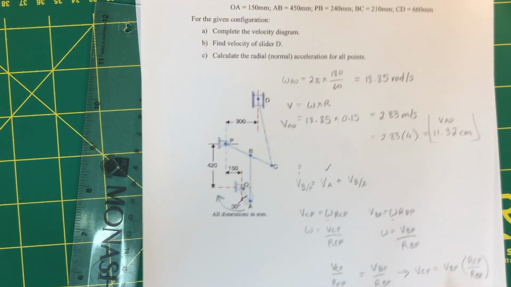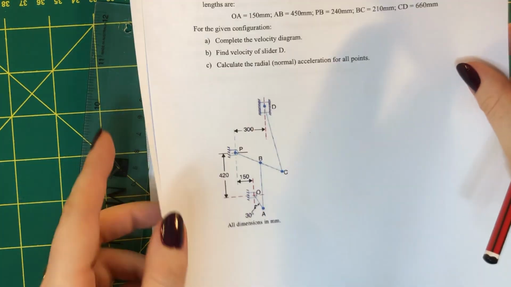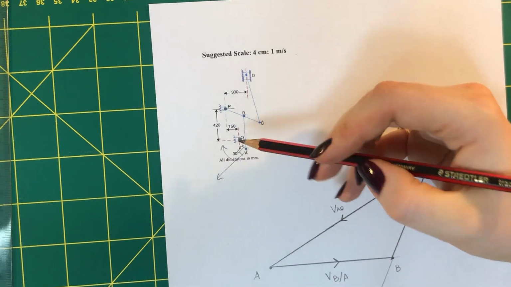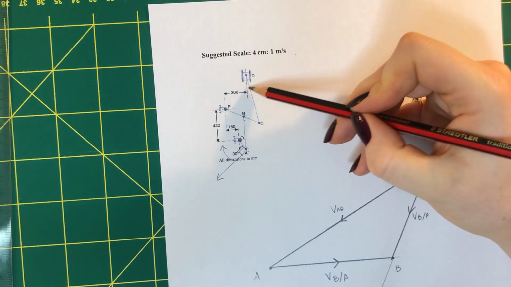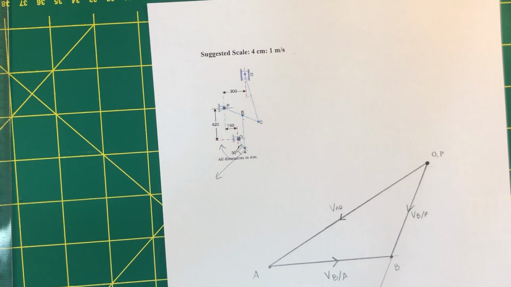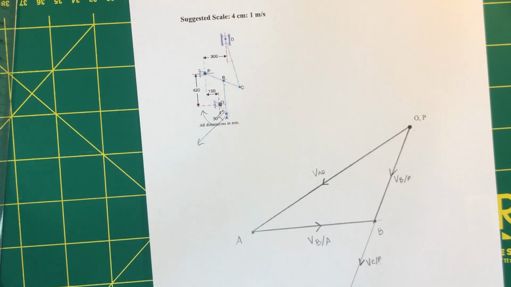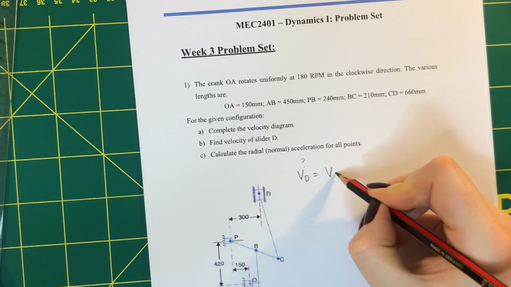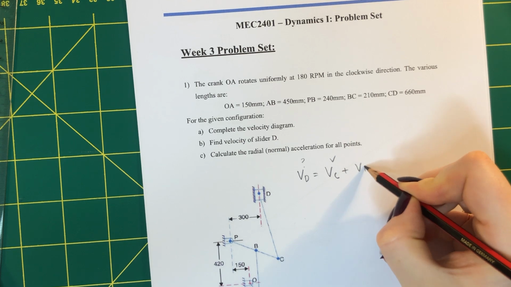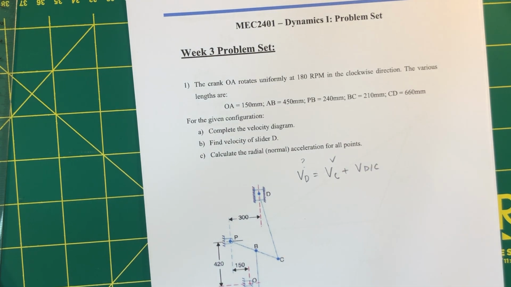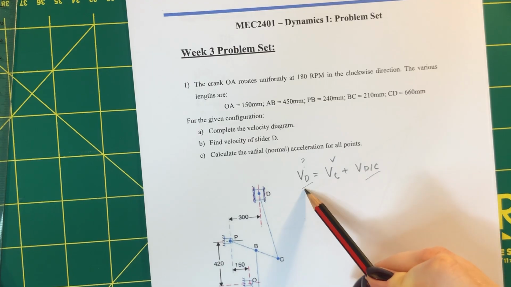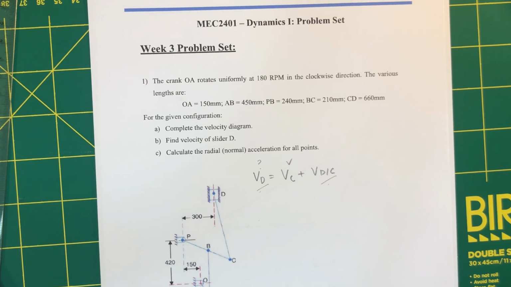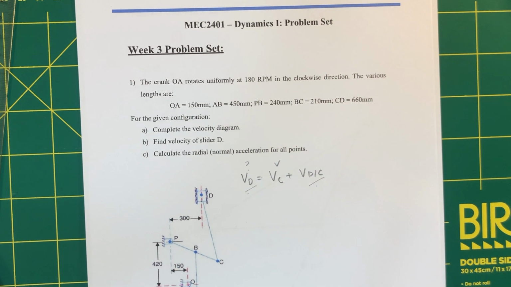I'm running out of room on my page, so I'm getting another piece of paper to keep it neat. Looking at our mechanism here, we have A, B, C. The last point is point D. New point means a new equation. Velocity of D, this is our unknown, equals velocity of C, which we know, plus velocity of D relative to C. I'm going to draw in two lines, velocity of D and velocity of D relative to C, and that is where they intersect, that is going to be my point D.